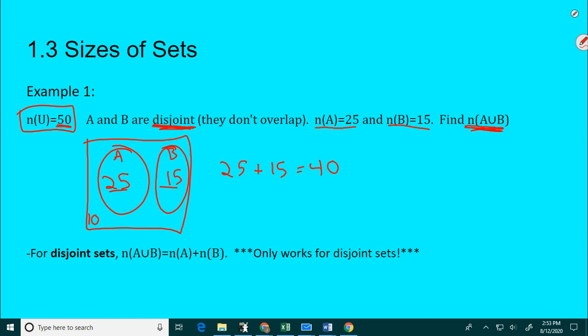Okay. So little formula down here, you won't really use this very often because this only works for disjoint sets. Okay. But if they're disjoint, all you gotta do is add them both together, or however many there are. If there's 3 sets, you just add the third one in there also if you're trying to find union. Okay. But again, only works if they're disjoint.